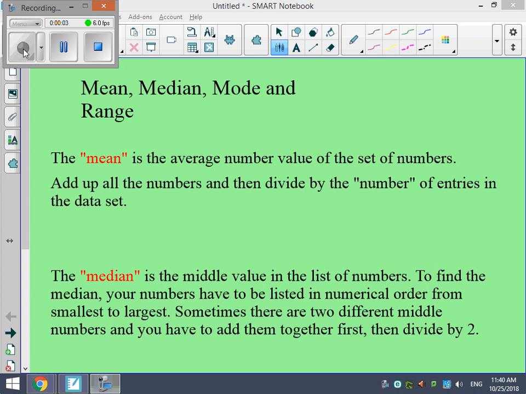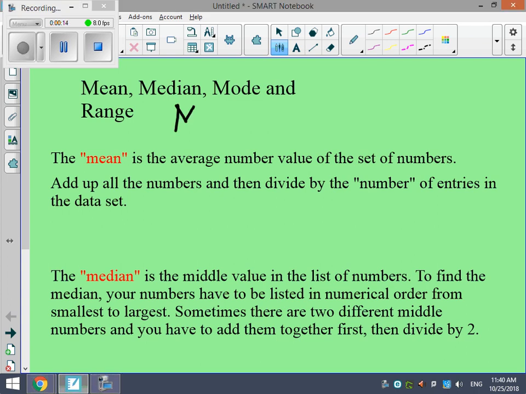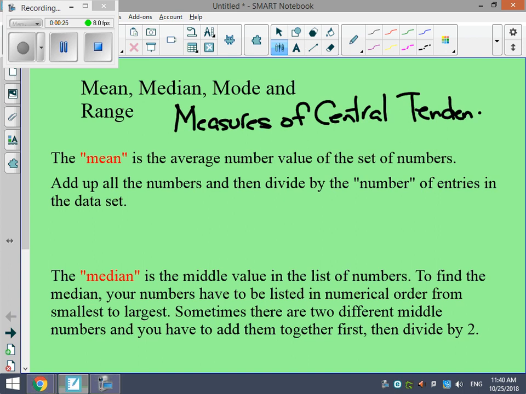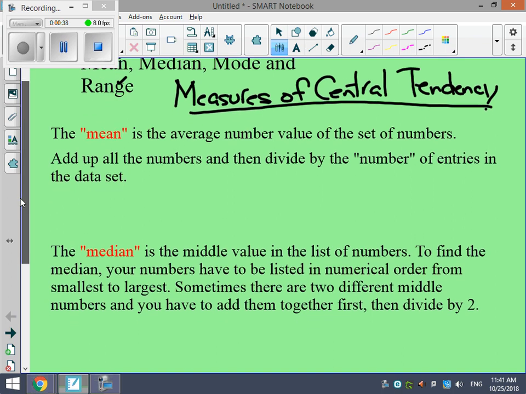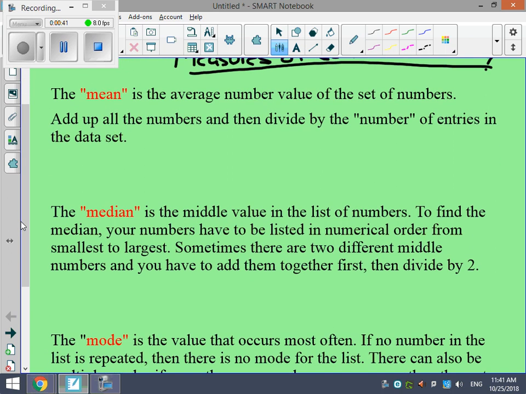We are talking about mean, median, mode, and range today. Those are also called the measures of central tendency. But since no one will ever remember that, it's just called mean, median, mode, and range. Okay, so we've done mean, median, mode for a few years, so this is usually just a review, but in case you haven't or don't remember, it's not a big deal. We're going to go through it again.